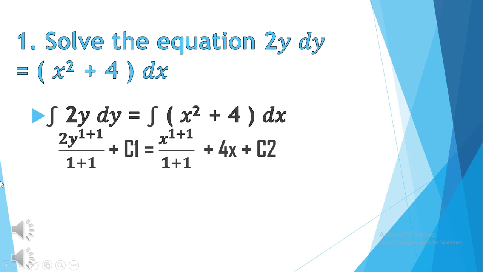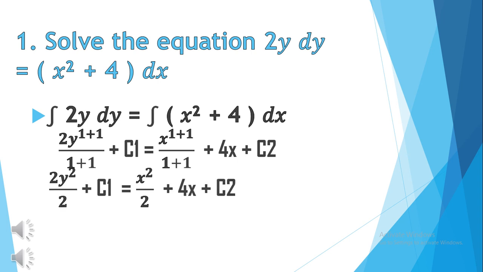That means 2y to the power of 1 plus 1 over 1 plus 1 plus c1 equals x to the power of 1 plus 1 over 1 plus 1 plus 4x plus c2, and lastly, add the exponent and denominator and do the cancellation to get the final answer. So it should be 2y squared over 2 plus c1 equals x squared over 2 plus 4x plus c2, which gives y squared equals x squared over 2 plus 4x plus c, where c is the arbitrary constant.